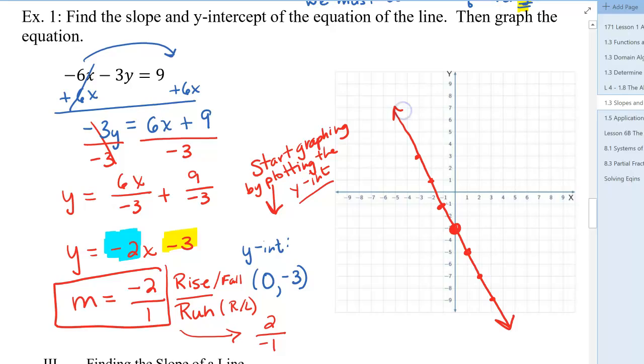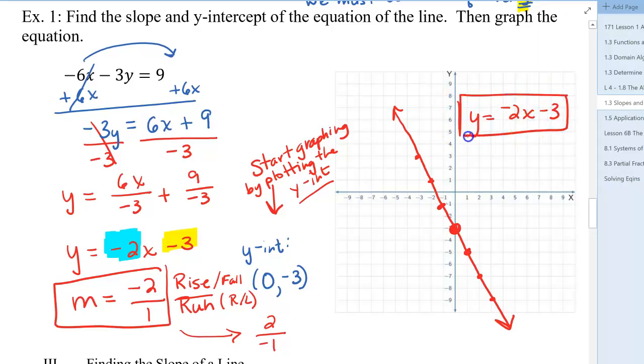And so this is the line y equals negative 2x minus 3. It's also the line negative 6x minus 3y equals 9. It's the same graph, just the line written in different forms.